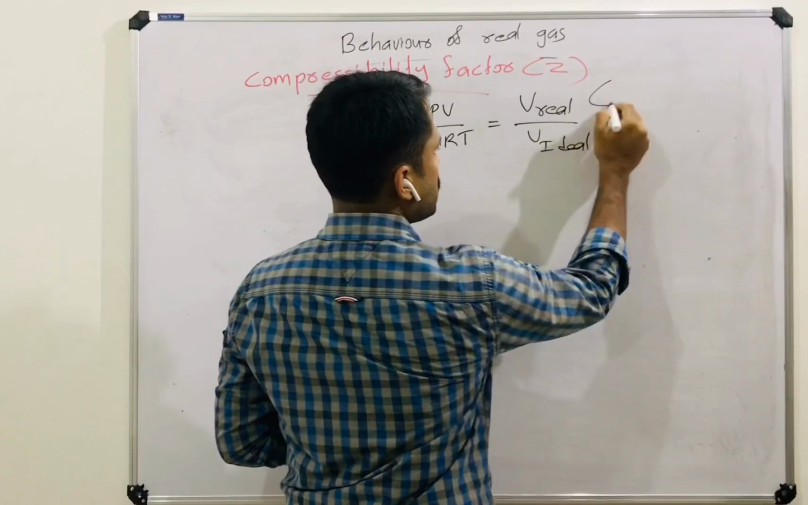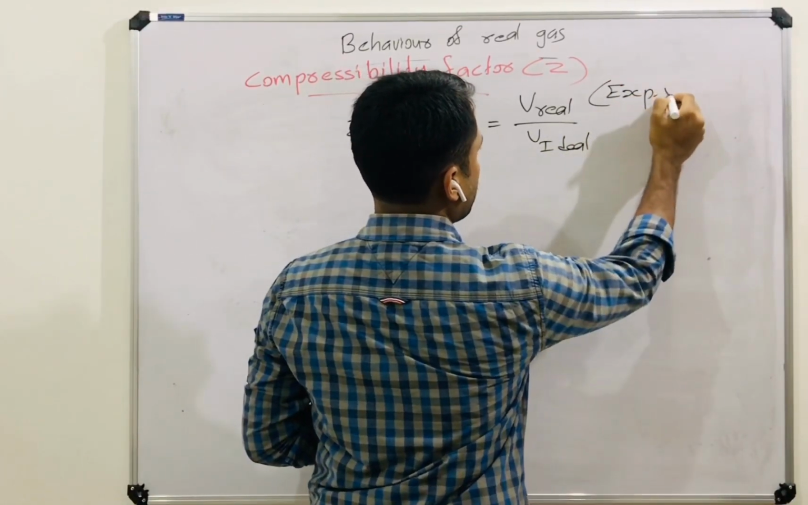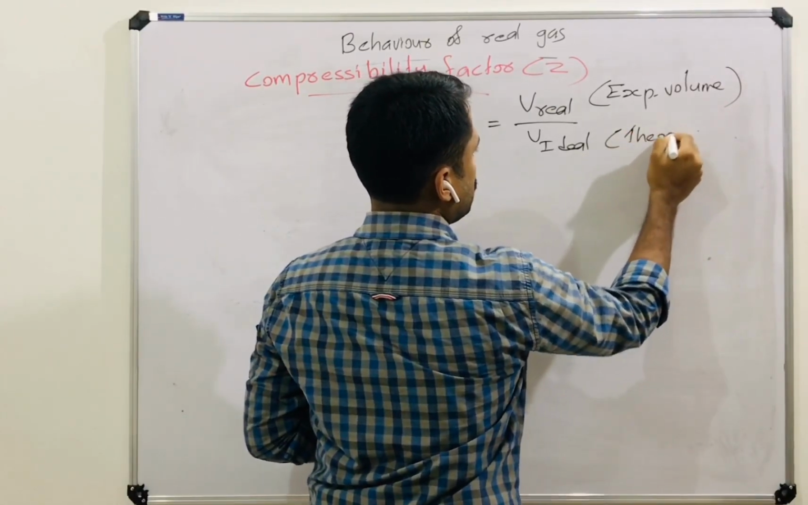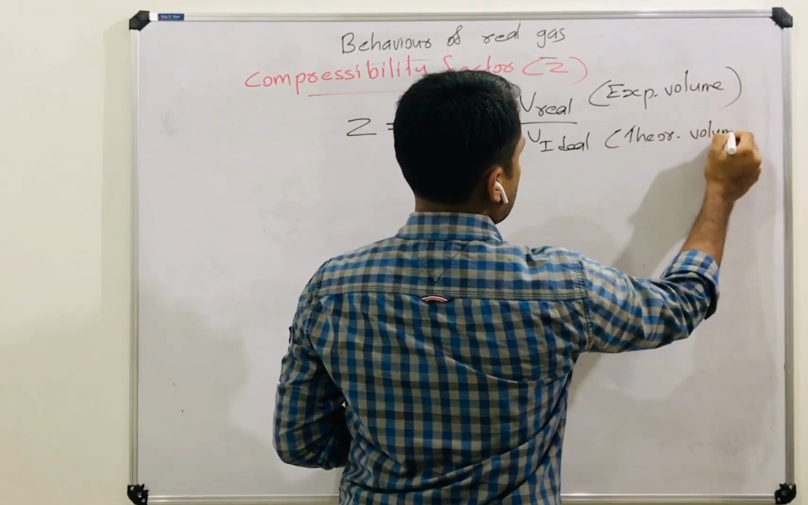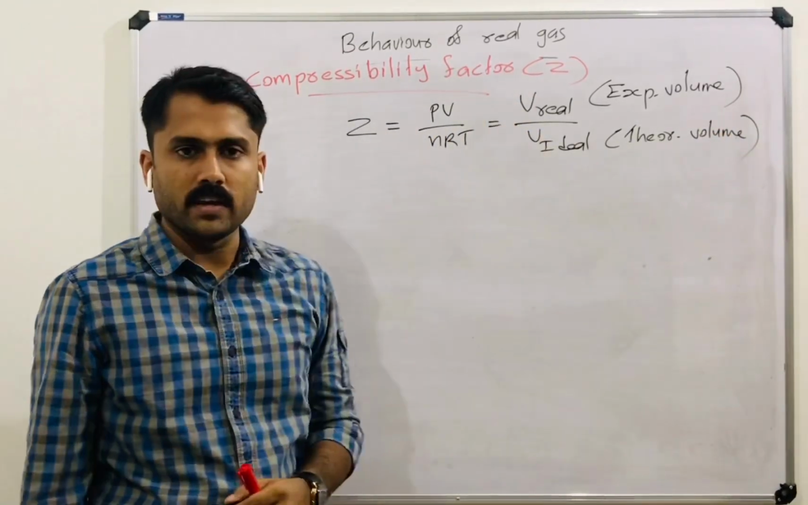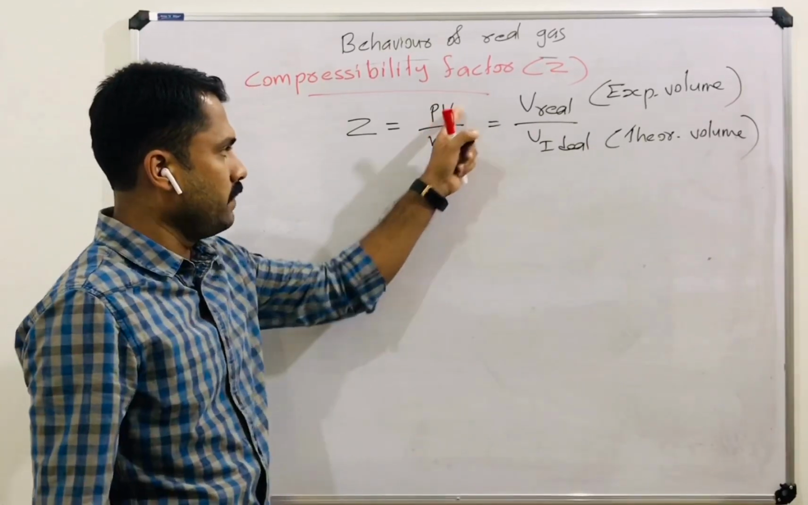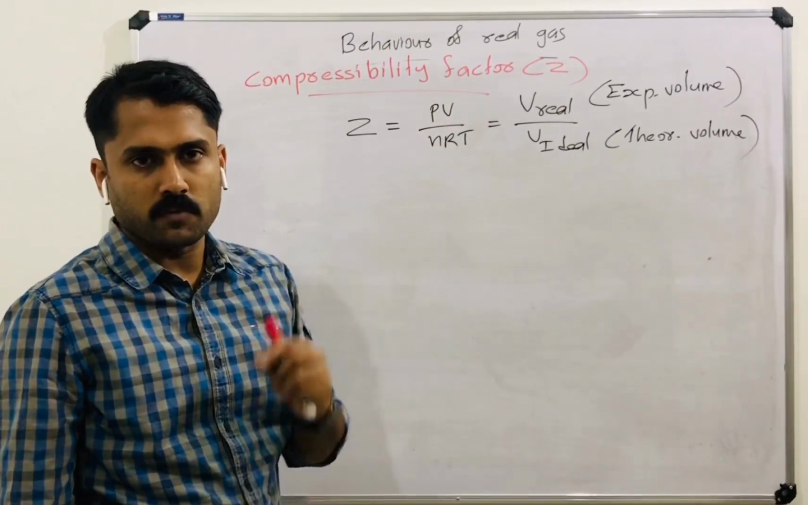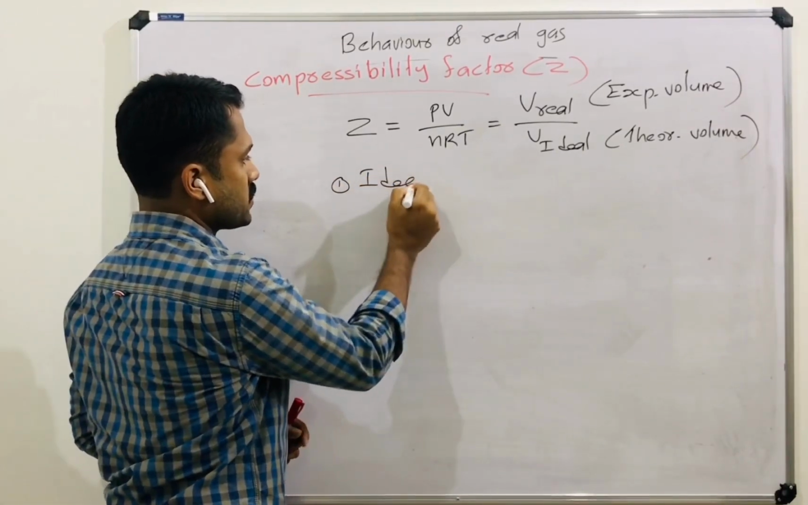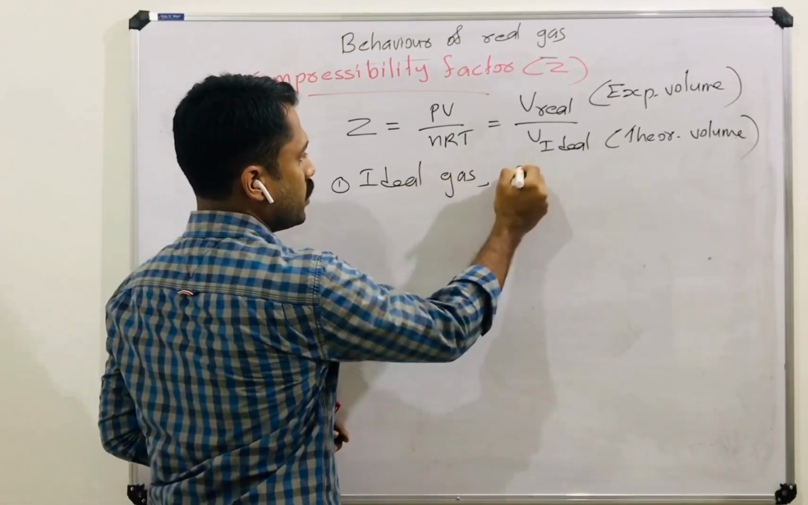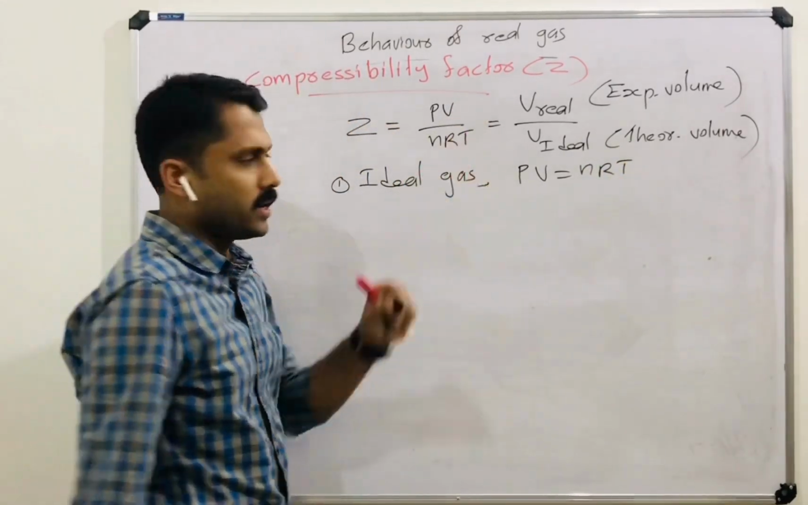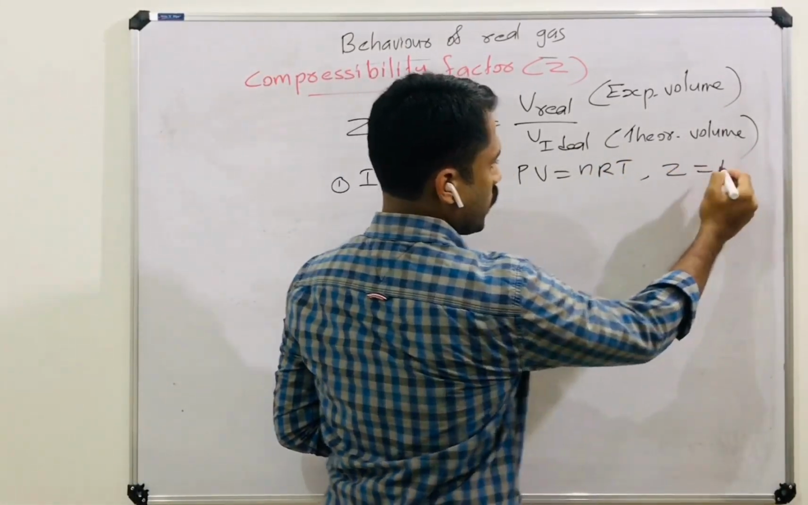That means this is the experimental volume and this is the theoretical volume. So experimental volume by theoretical volume, or volume of real gas by volume of ideal gas, or PV by nRT. Those are the equations for compressibility factor. For an ideal gas we know PV equal to nRT, and if PV equals nRT, then Z equals 1.